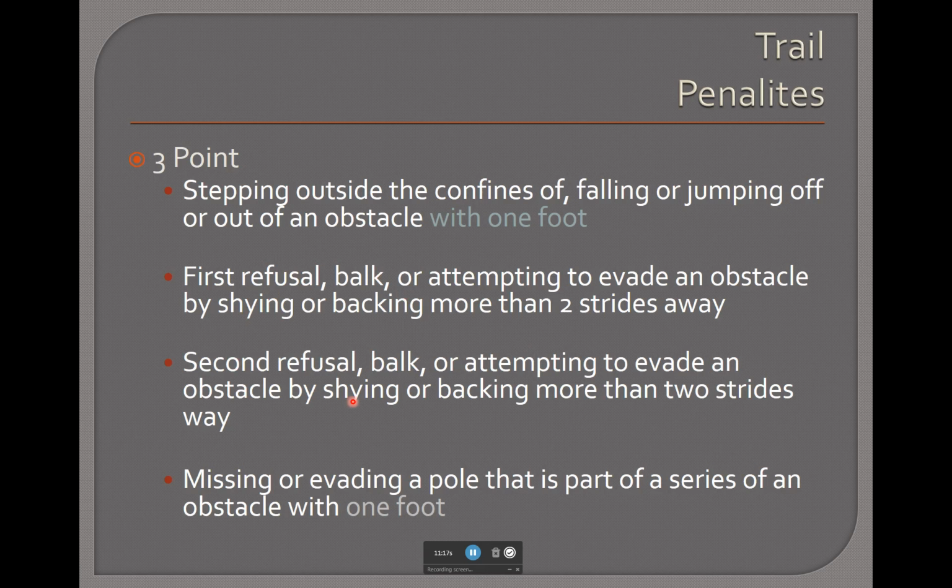They do it a second time, it's an additional 3-point penalty. Okay, so those are cumulative. So if he shies twice, it's going to be a 3-point penalty. Missing or evading a pole that's part of a series of an obstacle with 1 foot, that's going to be a 3-point penalty. So it's along the lines of this one. So if they slip out of something with just 1 foot, they're not considered off pattern there. They have just gotten a 3-point penalty if they do it with 1 foot.